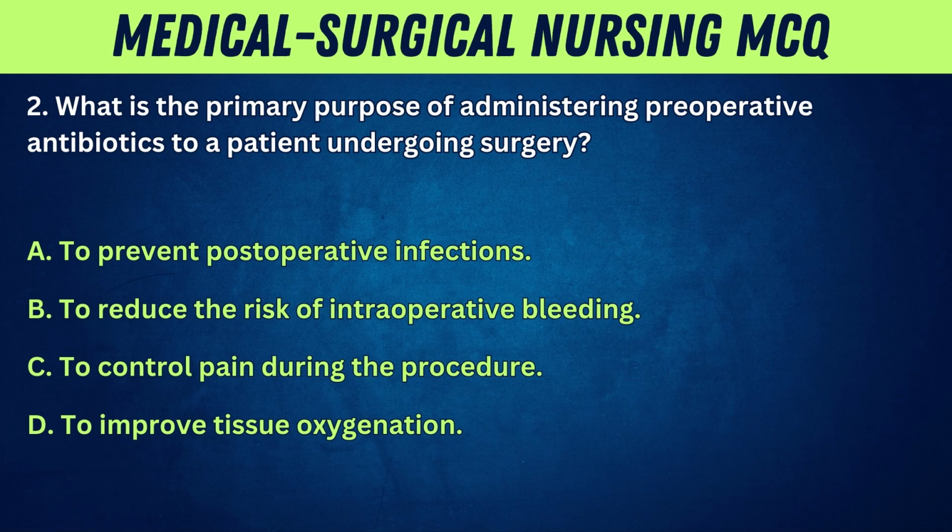2. What is the primary purpose of administering preoperative antibiotics to a patient undergoing surgery? A. To prevent postoperative infections. B. To reduce the risk of intraoperative bleeding. C. To control pain during the procedure. D. To improve tissue oxygenation.